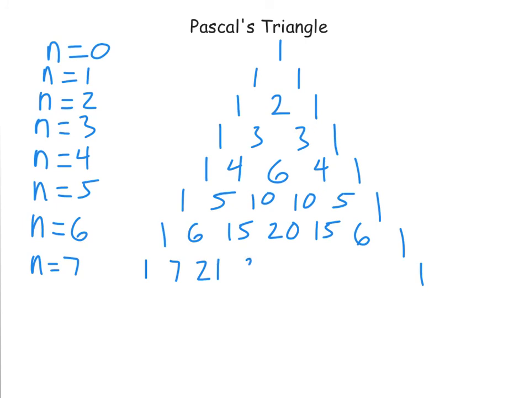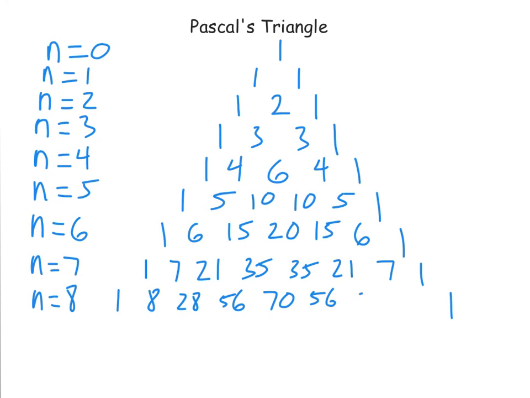21, 35, 35, 21, and 7. Oh, let's do one more, and then we'll shut it down at 8. 1, 8, 28, 56, 70, 56, 28, and 8. And that has all the coefficients for every term if our binomial was to the power of 8.